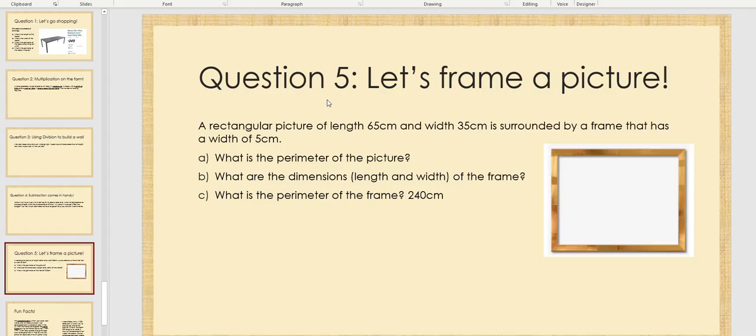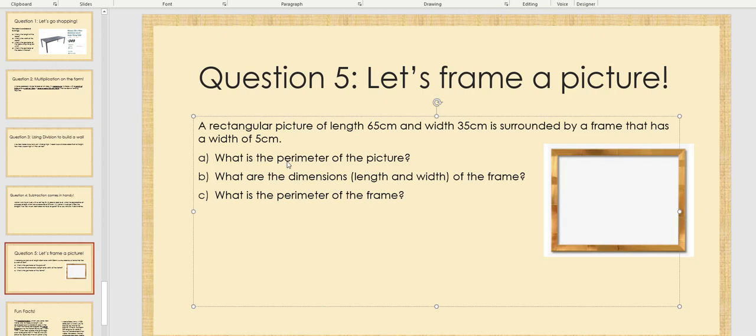Question 5, our last question for this session, says let's frame a picture. A rectangular picture of length 65 centimeters and width 35 centimeters, and we can see it here, is surrounded by a frame. There's our frame that has a width of 5 centimeters. So all the way along here, from there to there, the thickness or the width is 5 centimeters. What is the perimeter of the picture?